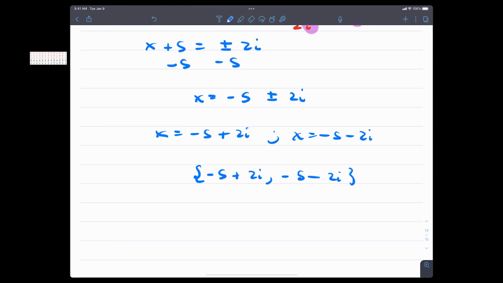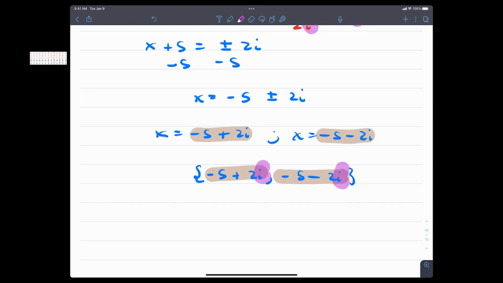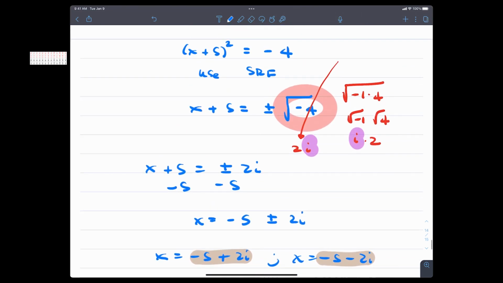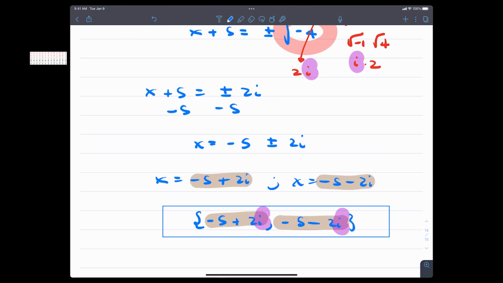And again, oops, let me go back. These are two complex solutions. Two complex solutions, ladies and gentlemen. There it is. Here you go. Number 6. What do you guys think? Is that pretty good?